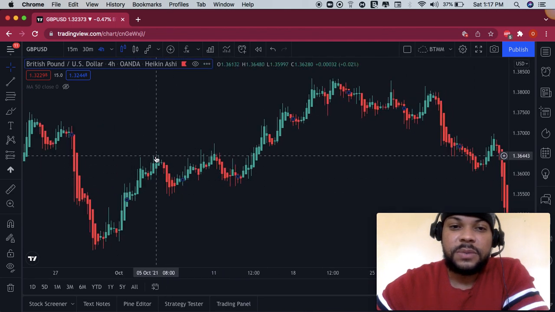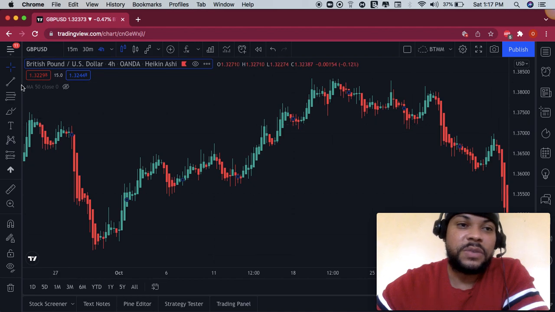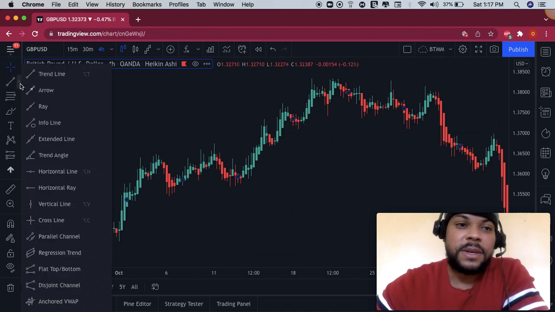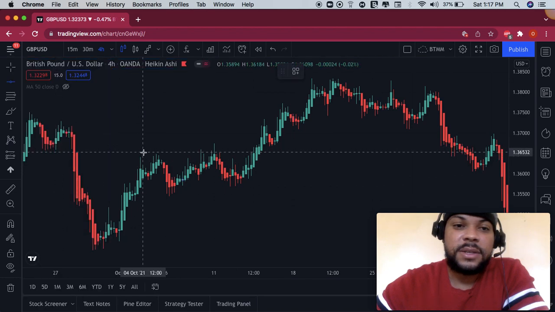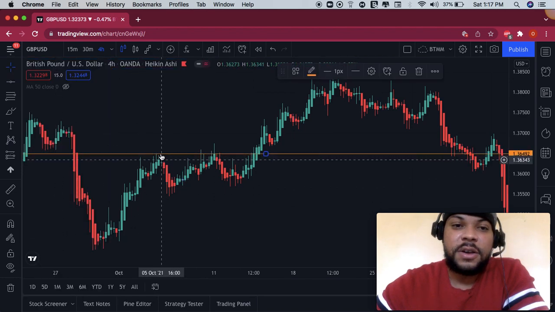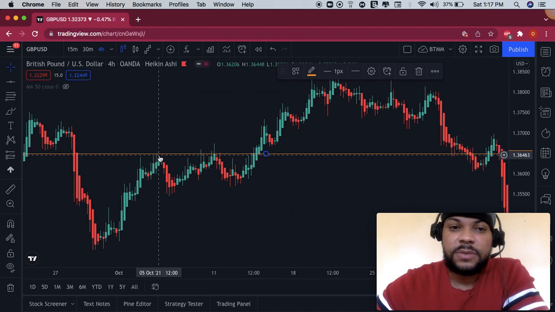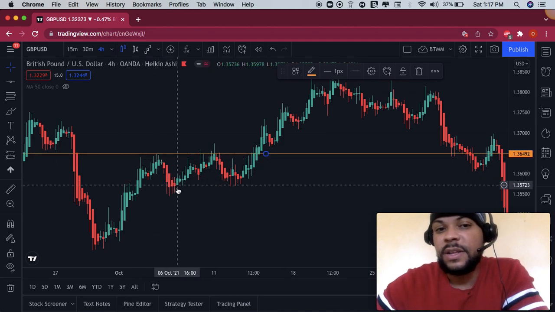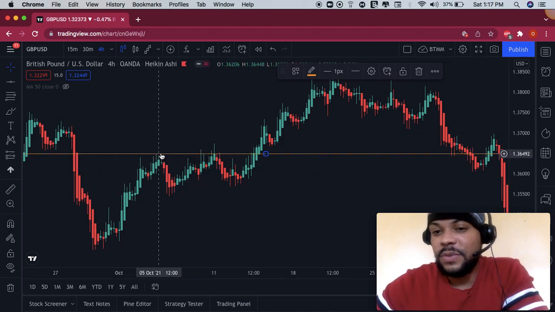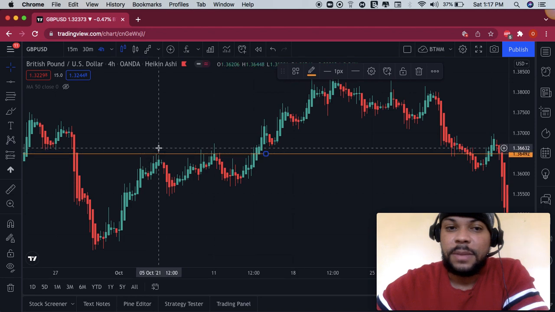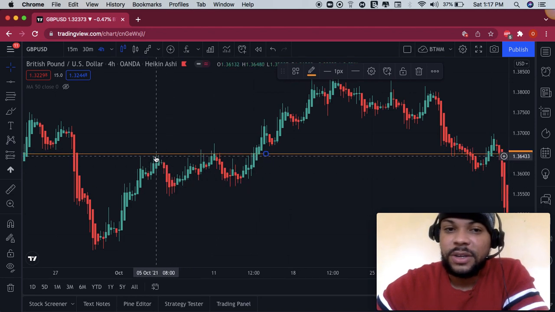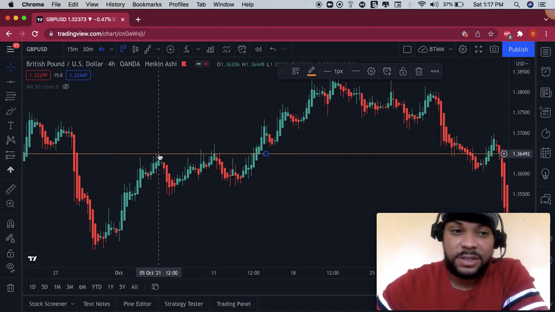So this would be a support and resistance zone because price has come here, and price has come here in the past. So you can see the resistance was created right here. Price came up, but it fell down. So obviously there is a force pushing down price from this area. So this would become your resistance zone.